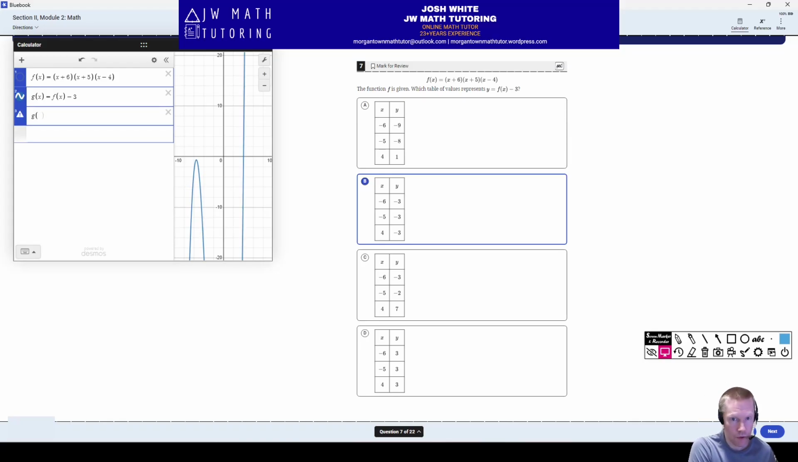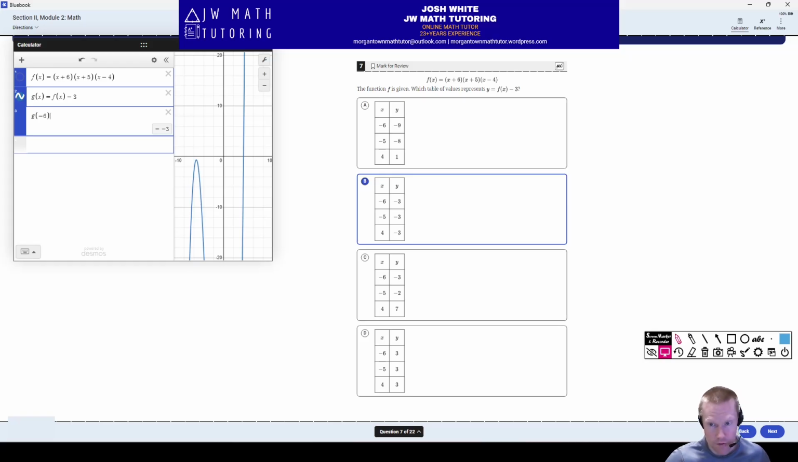in this new function, what is g of negative 6 equal to? Well, it's negative 3. So that means A and D are out. Those have negative 9 and positive 3. So these two are gone. Then you just have to pick one of the other values to check.